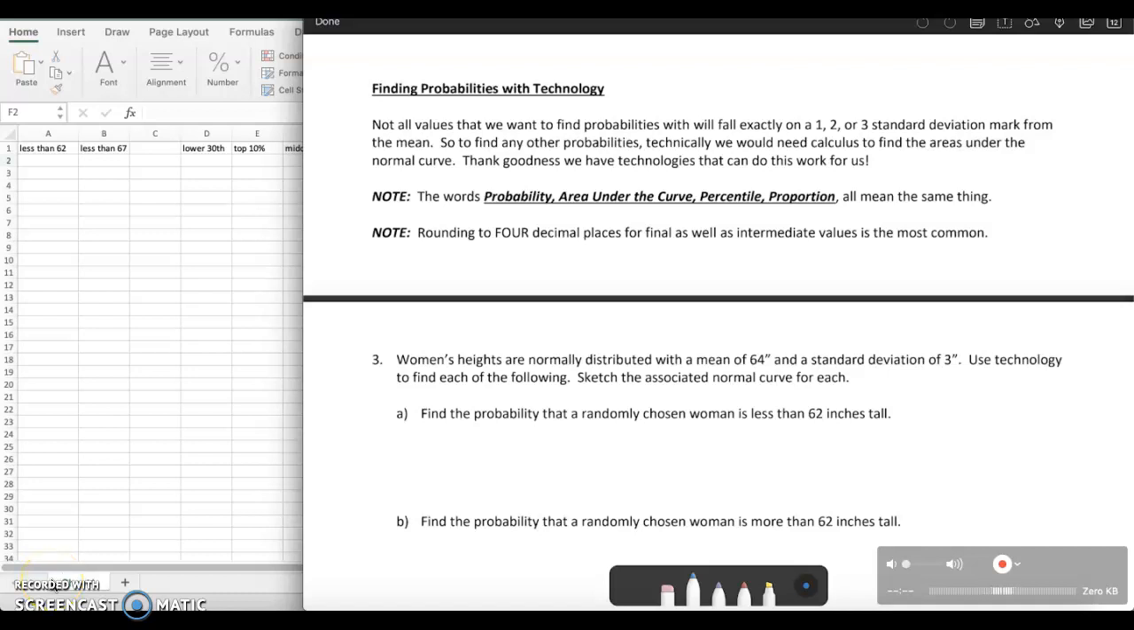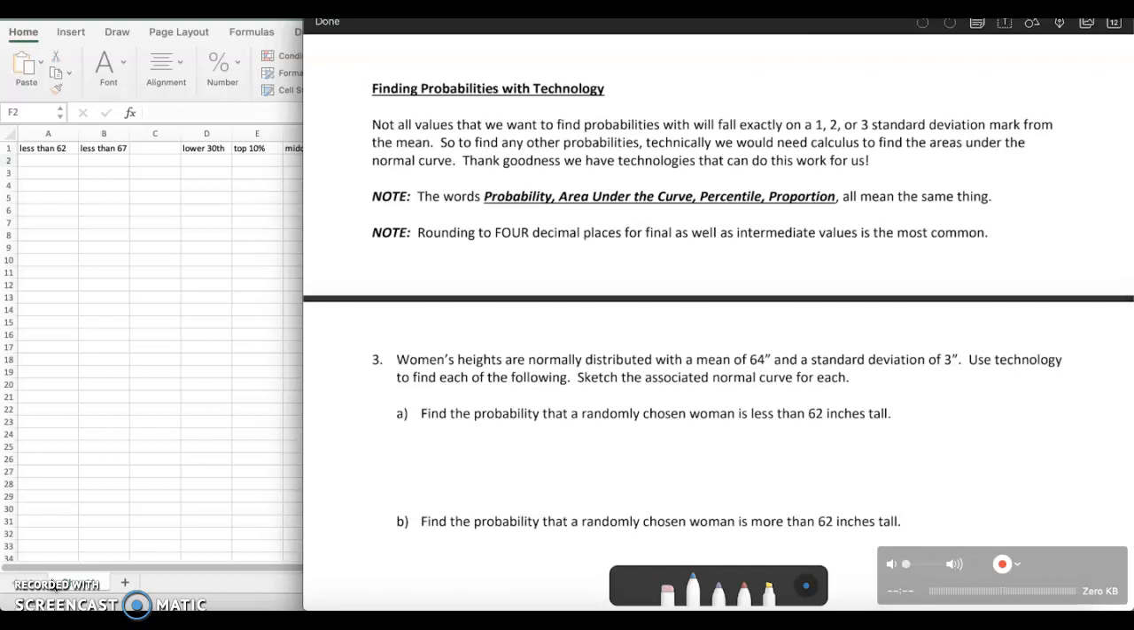So what do we do when we want to find probabilities that do not fall exactly on a 1, 2, or 3 standard deviation mark from the mean? Because of course life is not that simple and that easy. We want to find other probabilities. Technically, we would need calculus to find these areas under the curves, but we have other technologies that can do that work for us.